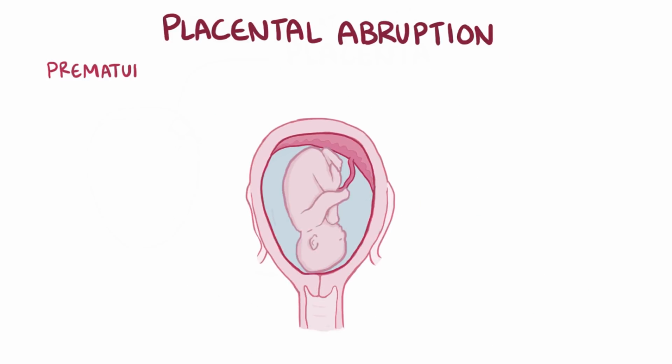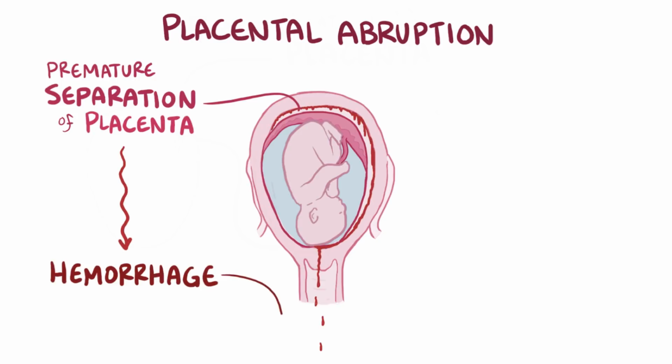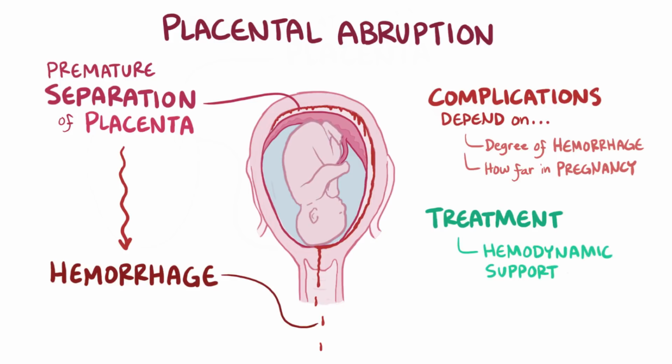Alright, as a quick recap, placental abruption is the premature separation of all or part of a normally implanted placenta from the uterine wall, which results in hemorrhage. Complications depend on the degree of hemorrhage and how far along the pregnancy has advanced. And treatment focuses on hemodynamic support until a safe delivery is possible.